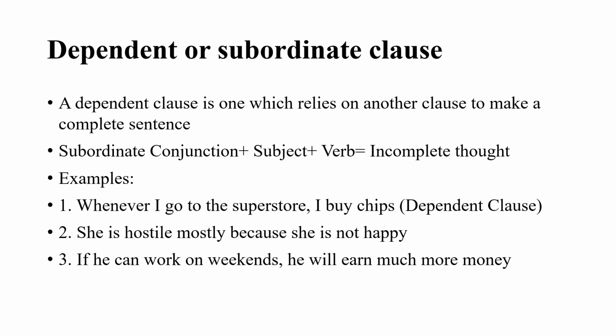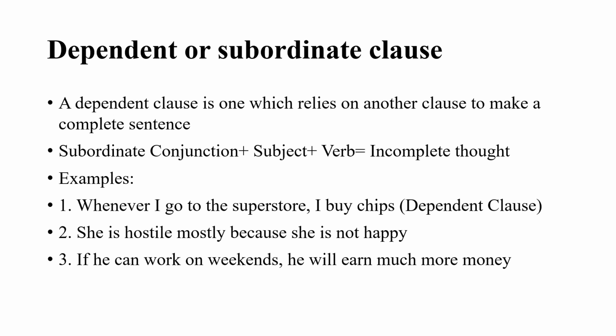In the second example, you can see she is hostile mostly because she is not happy. Because she is not happy is a dependent clause and it is depending on the previous clause for the meaning or for the understanding, which is she is hostile mostly. Because she is not happy. Why, because she is not happy? It is creating a question in our mind in order to understand it. While we are reading the previous clause, it is conveying its meaning.